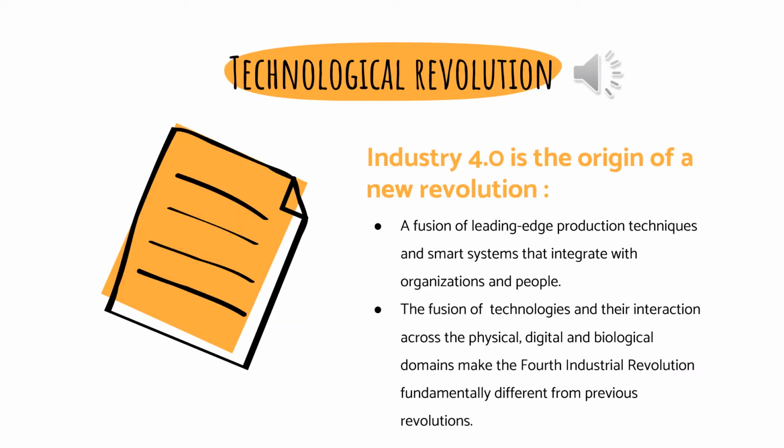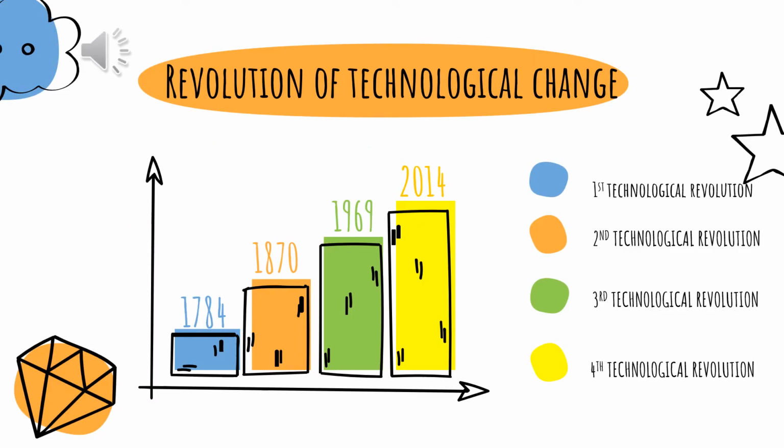Technological revolution. Do you know Industry 4.0 is the origin of the new revolution and the much-held Fourth Industrial Revolution? This is because of a fusion of leading-edge production techniques and smart systems that integrate with organizations and people. The fusion of technologies and their interaction across the physical, digital, and biological domains make the Fourth Industrial Revolution fundamentally different from previous revolutions.